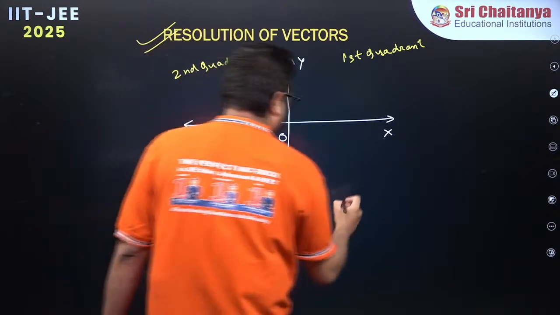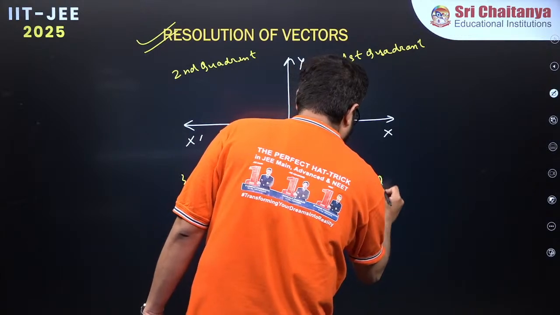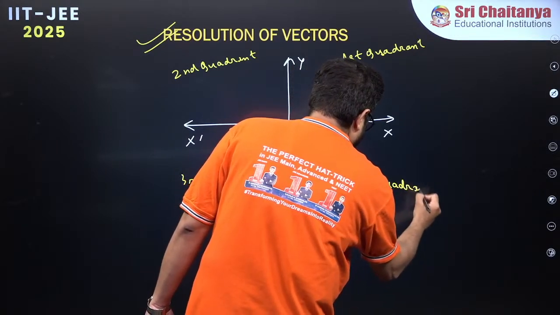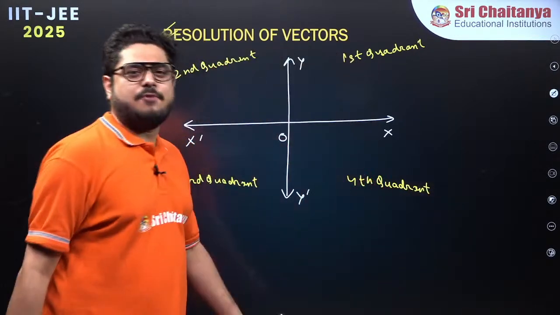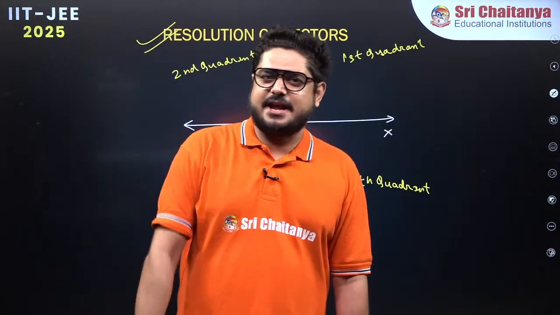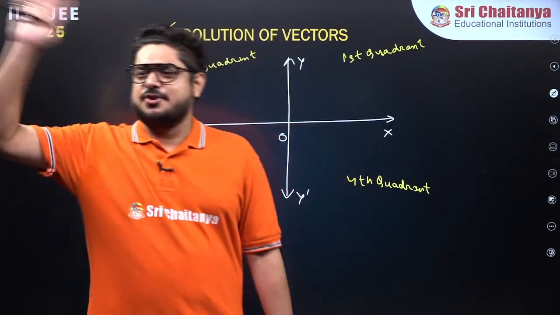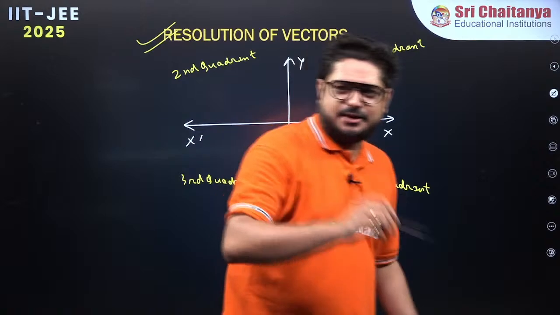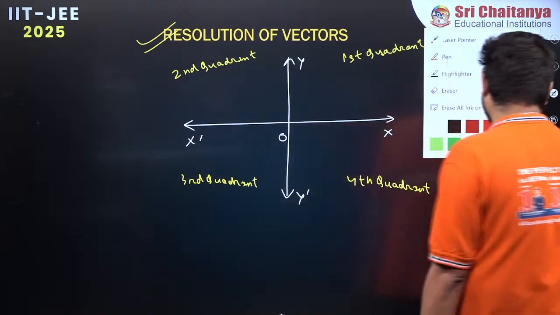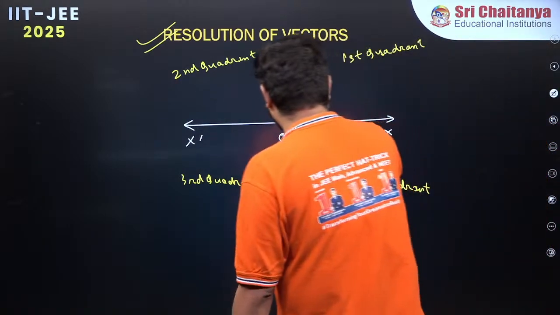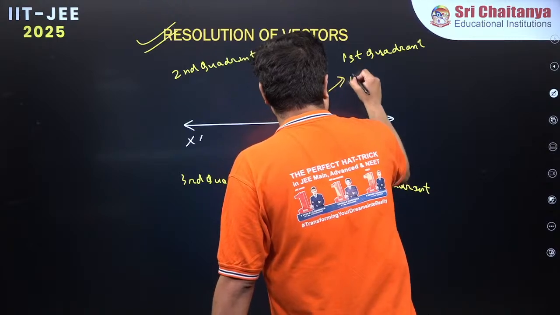This is the fourth quadrant. And now you need to draw vectors. Let's say we are having 4 vectors across 4 quadrants. Okay, so let's try to start like this. We are having 4 vectors in 4 quadrants. Let's say this is the orange vector. I will mark this as A vector.